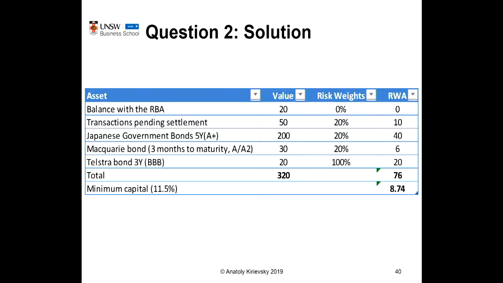Macquarie bonds, so now, let's say it's just less than 3 months. So the risk weight is 20%, but Telstra got downgraded, so they're now triple B. So being triple B, that puts them into risk category 3. Therefore, the risk weight there is 100%. So if we do that, then the risk-weighted assets are now 76 million. And the amount of capital is 8.74. But if we apply the leverage ratio, it would still be 9.6. But you can see that ratings now make a difference.